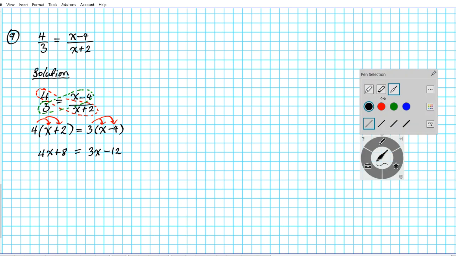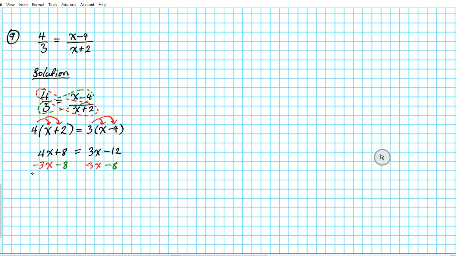Alright, let's go ahead and collect like terms. We are going to move the variables to the left side, so subtract 3x from both sides of the equation, and positive 8 needs to go to the right, so we're going to subtract 8 from both sides of the equation.